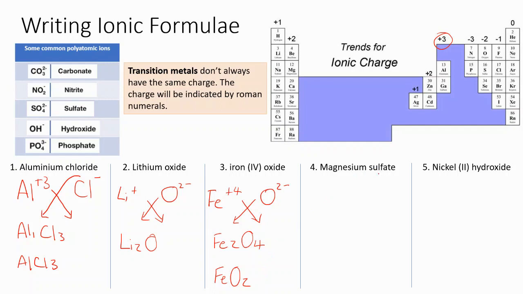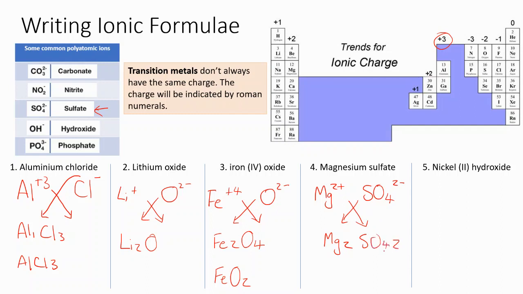Magnesium sulfate. Sulfate is one of our polyatomic ions, so it's this one here, which is what we're going to use. So magnesium has a charge of 2+. Sulfate looks like this, SO4, and it has a charge of 2-. So same thing, we're going to bring the value of the charge and sit it next to the opposite ion. So I'm going to have Mg 2 from here, and then SO4 2 from here.